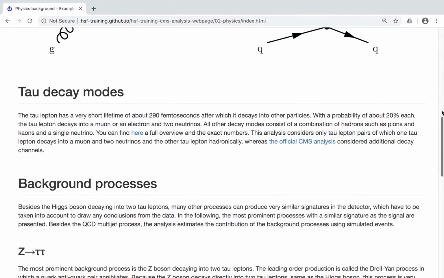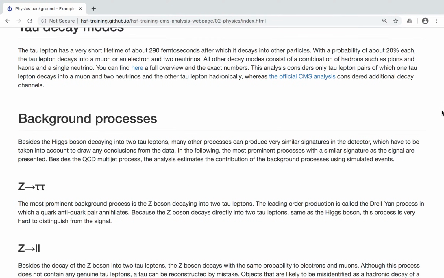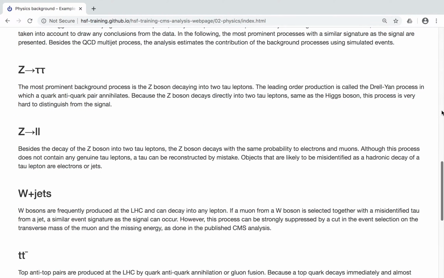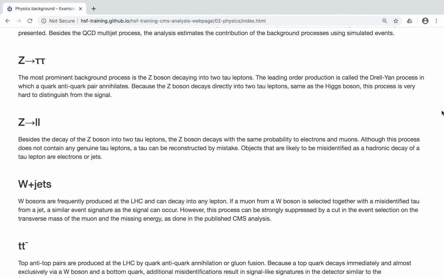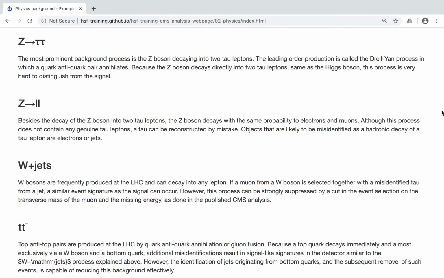But there are other processes that can produce muons and produce jets. So our background processes. Many processes can produce very similar signatures, like I said, muons and jets. So we need to take this into account when drawing conclusions. Besides the QCD multijet process, there are all of these different ways that you can make physics objects that would look like two taus.